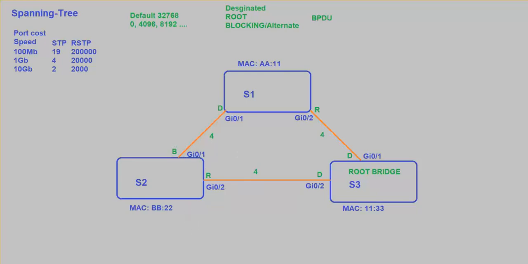The end result is that traffic will be blocked by spanning tree on this segment. All your traffic is going to flow through your root bridge after spanning tree convergence has completed its operations. So this is an example of the spanning tree protocol. Thank you.